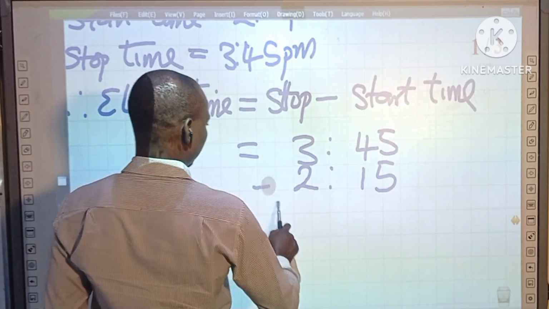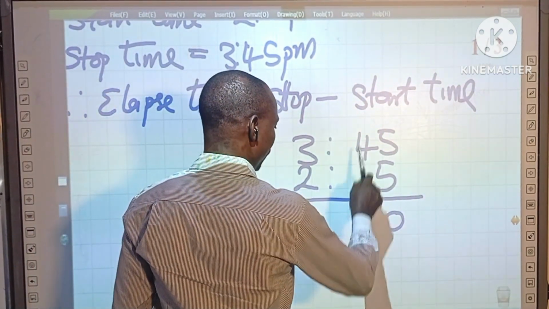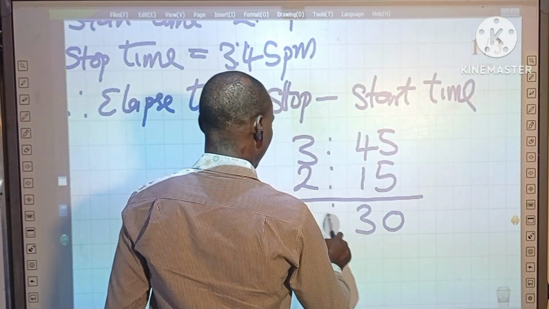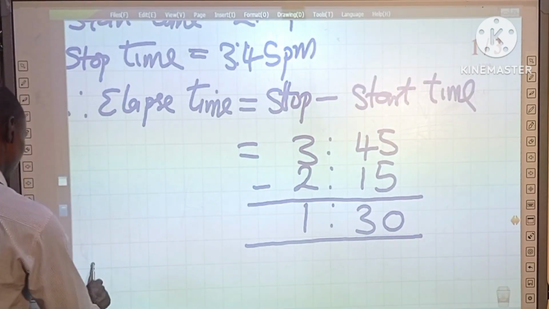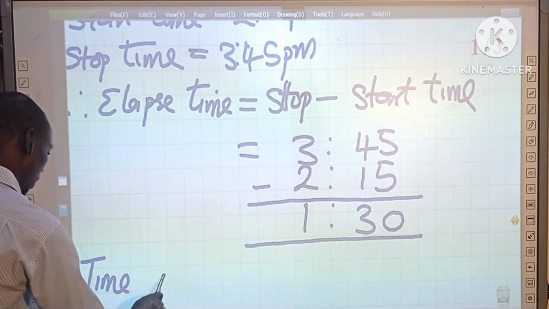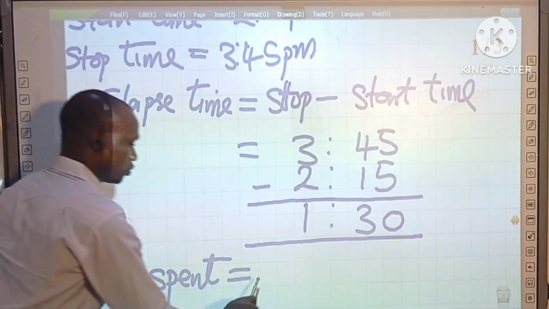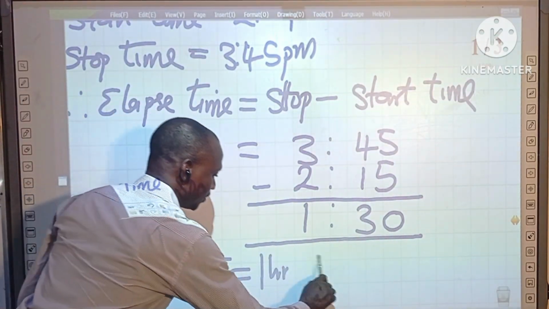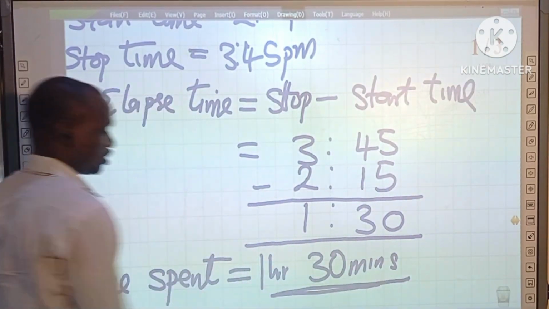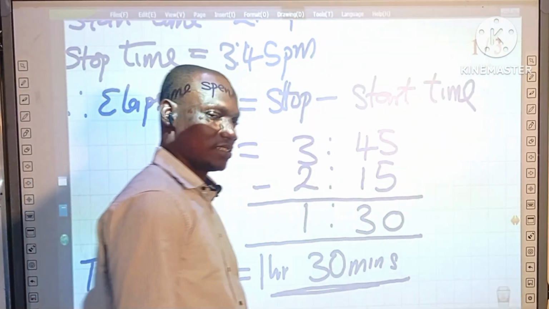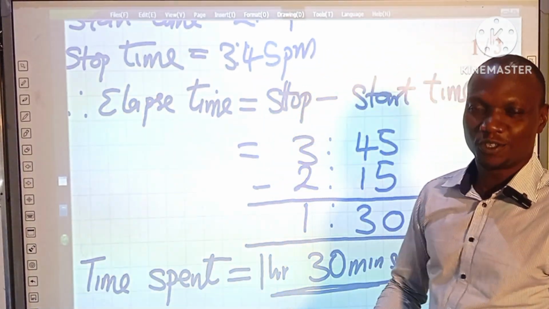So we are subtracting. 5 from 5 gives us 0. 1 from 4 gives us 3. And 2 from 3 gives us 1. So time spent by Ngozi will be equal to 1 hour 30 minutes. That's the time spent in baking. This is actually easy peasy, lemon squeezy, pizza cheesy, Dominion pizzas.